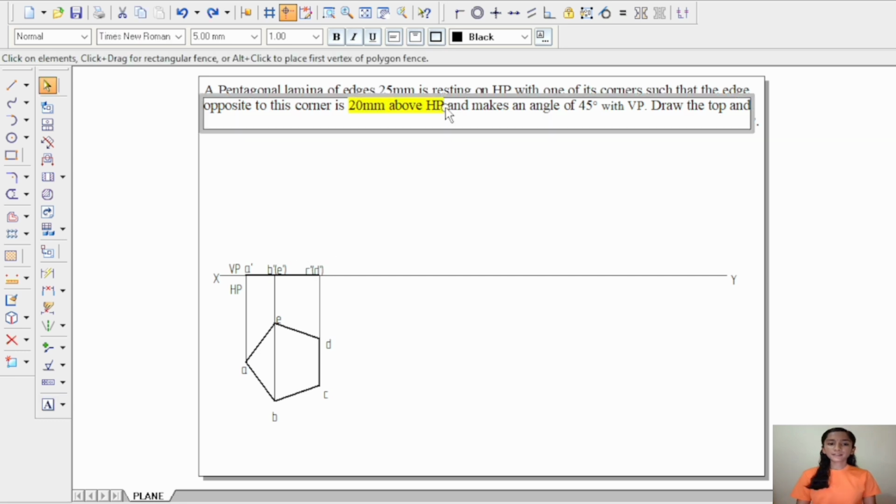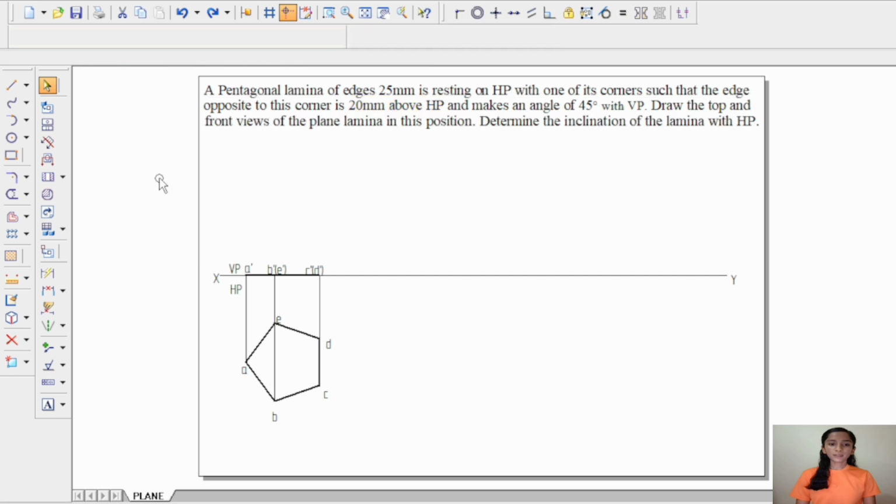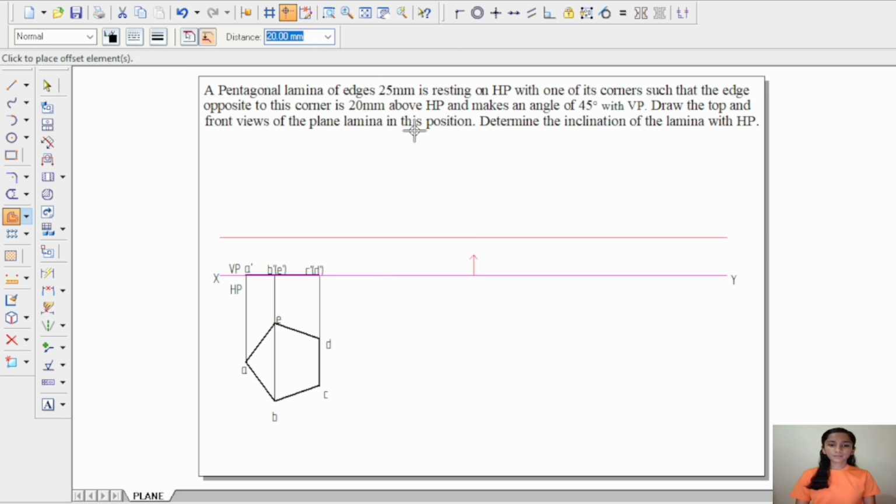So further question says that the pentagon is resting on HP with one of its corners such that the edge opposite to this corner is 20 mm above HP, which means now I have to draw a 20 mm line above XY line, that is above HP. So to draw a 20 mm line above XY line, I am using offset option. Now select the XY line and give the distance as 20 mm. And here is our 20 mm line above XY line, that is above HP.